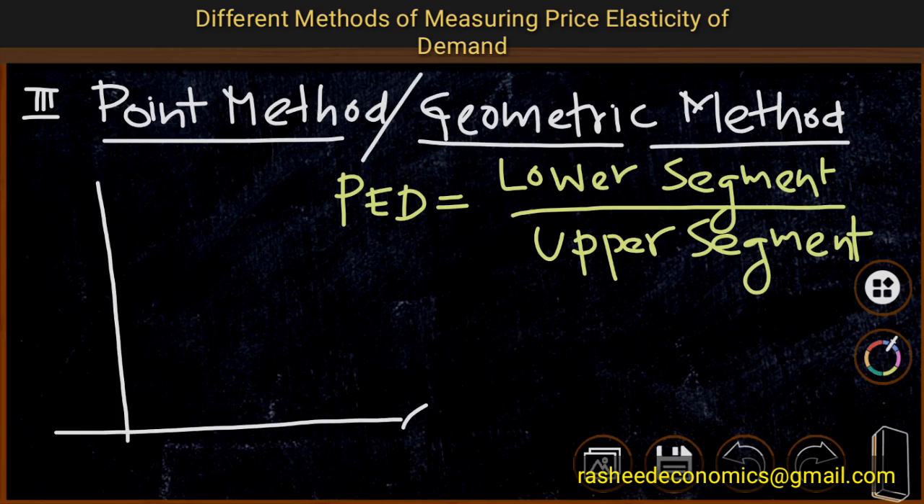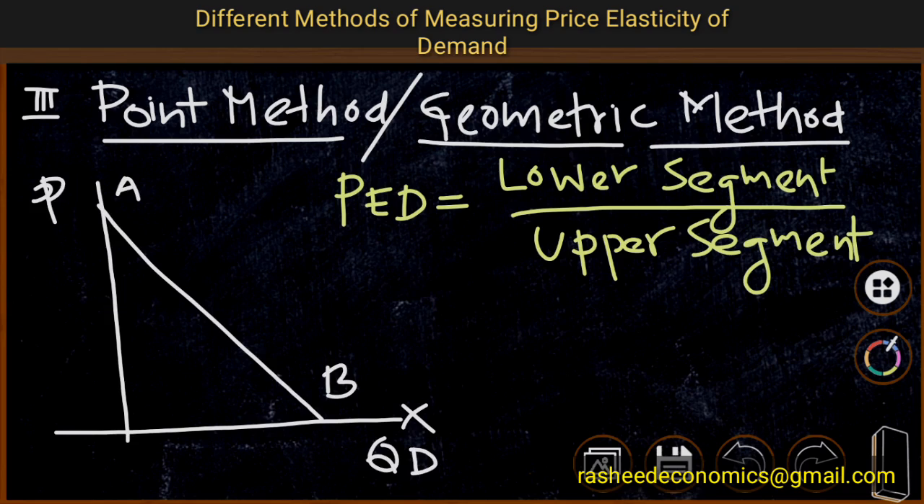Suppose we have a demand curve. On the x-axis we have the quantity demanded of the commodity, and on the y-axis we have price, and we have a straight line demand curve, or linear demand curve, AB, which touches both the quantity axis and the price axis. Now we have point C.